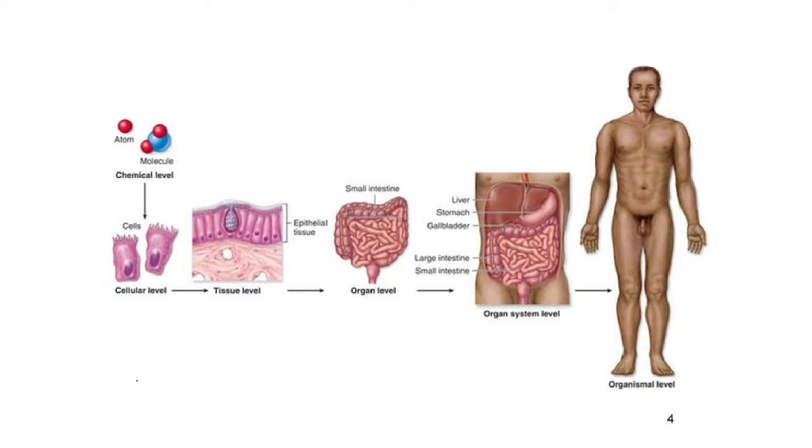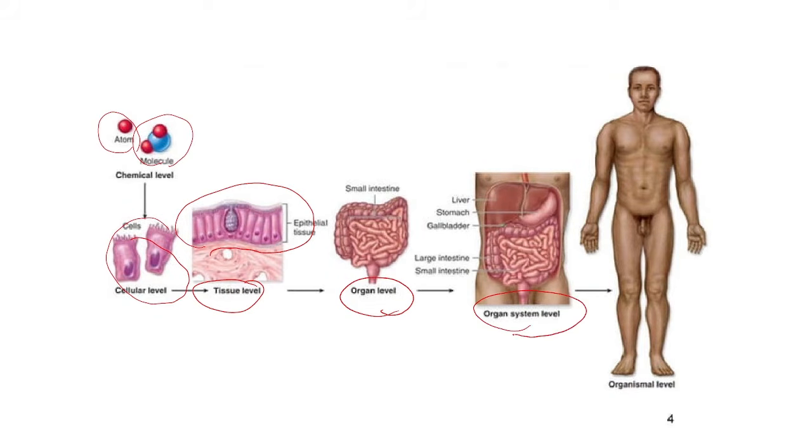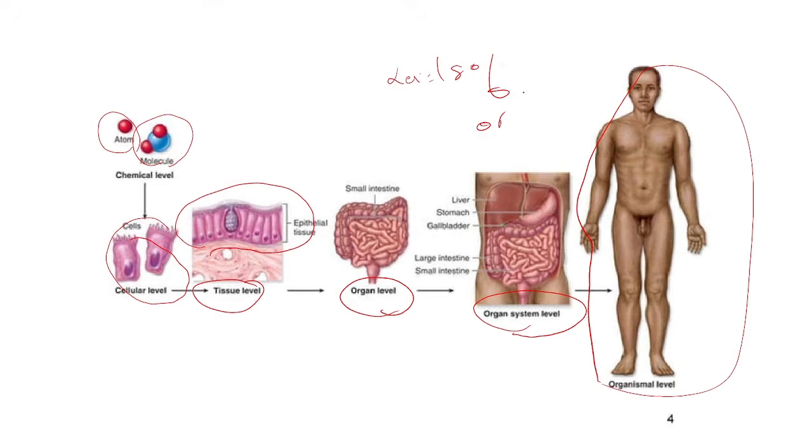Okay, this is levels of organization. Once different atoms come together, they form molecules. Once different molecules come together, they form a cell. The same type of cells come together, they form tissue. And different types of tissue come together, they form an organ. And different types of organs come together, they form an organ system. Multiple organ systems are present in our organism, our human body. This is our levels of organization. Okay, understood?